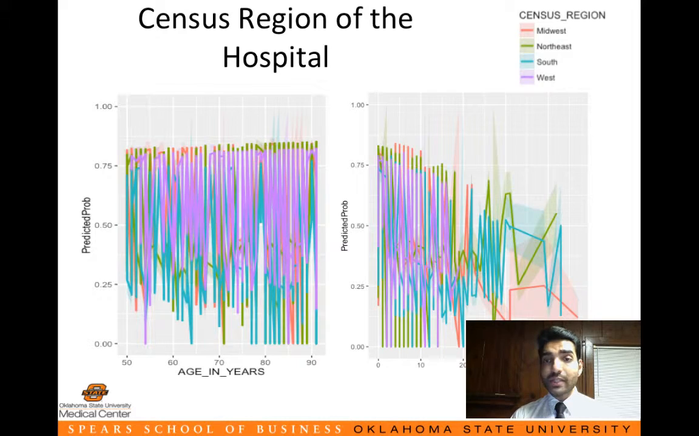As you can also see from the graph, green is dominating. Green represents the Northeast, which is at the top, and it clearly shows that the 30-day readmission for these Northeast region hospitals have higher predicted probability.